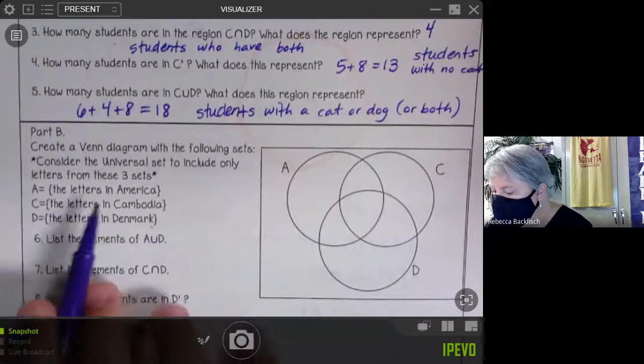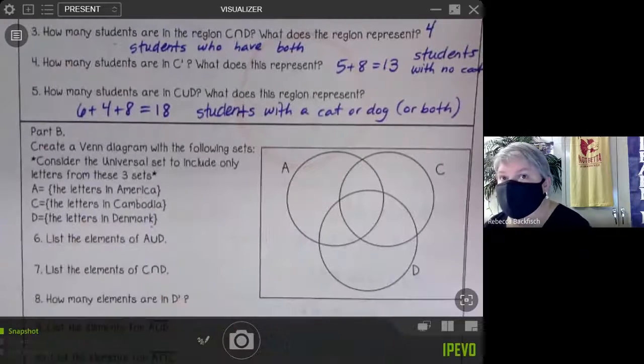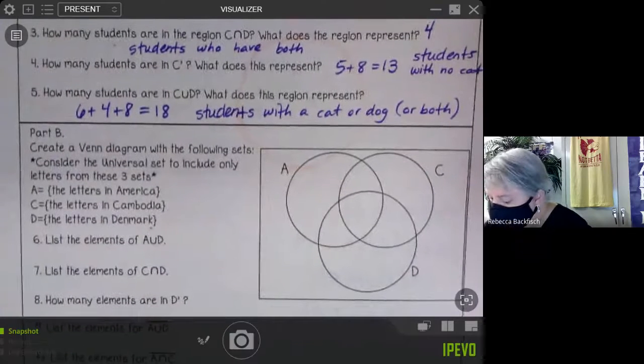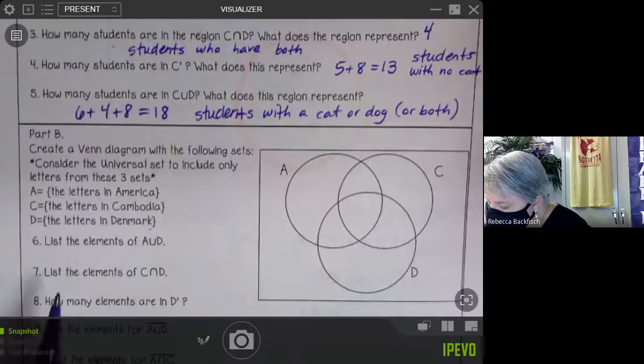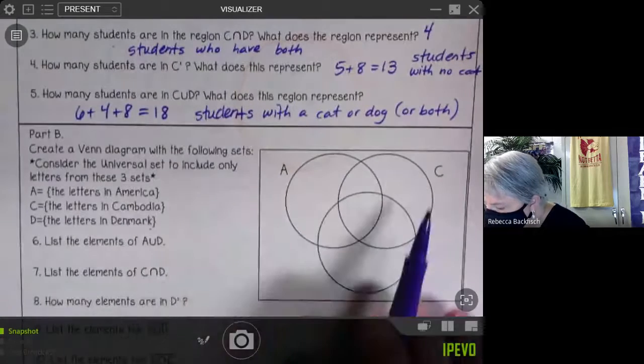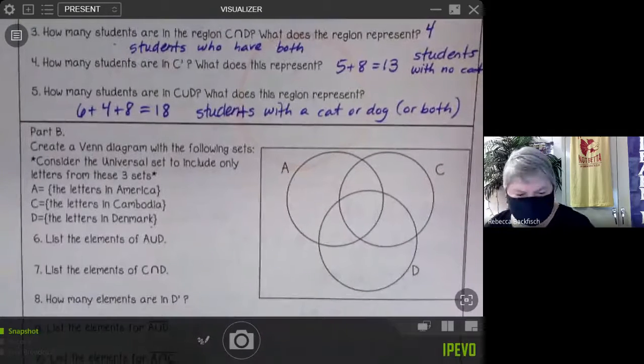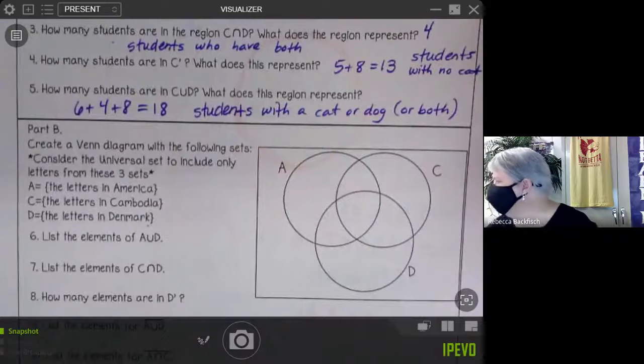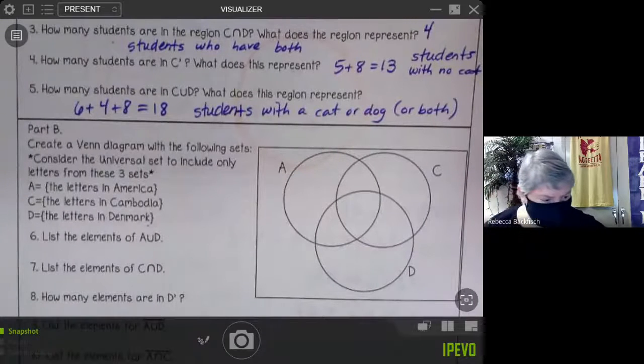So like set A is A-M-E-R-I-C-A. We listed the letter A twice, but that's okay. Okay. So first of all, let's put them in here. Even before that, I'm going to use a pen to have a little more space here. So hang on a second.